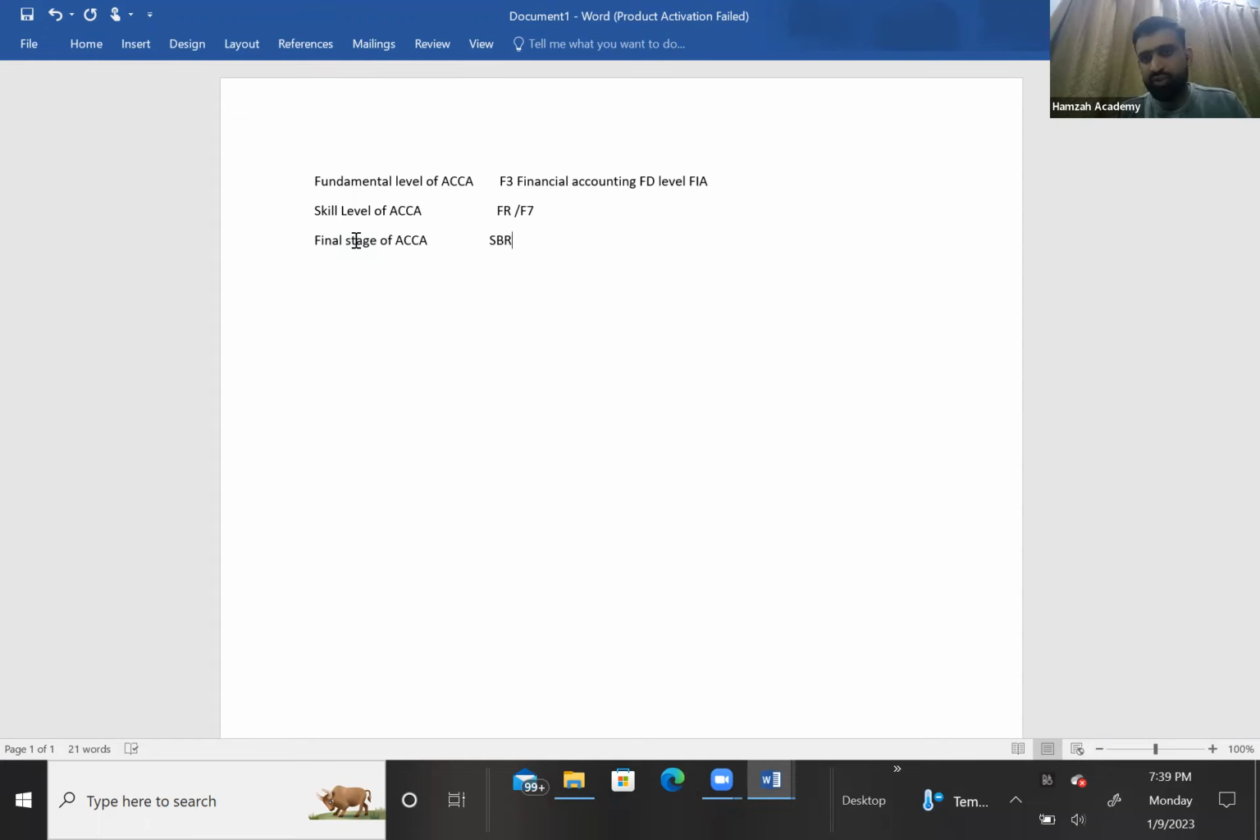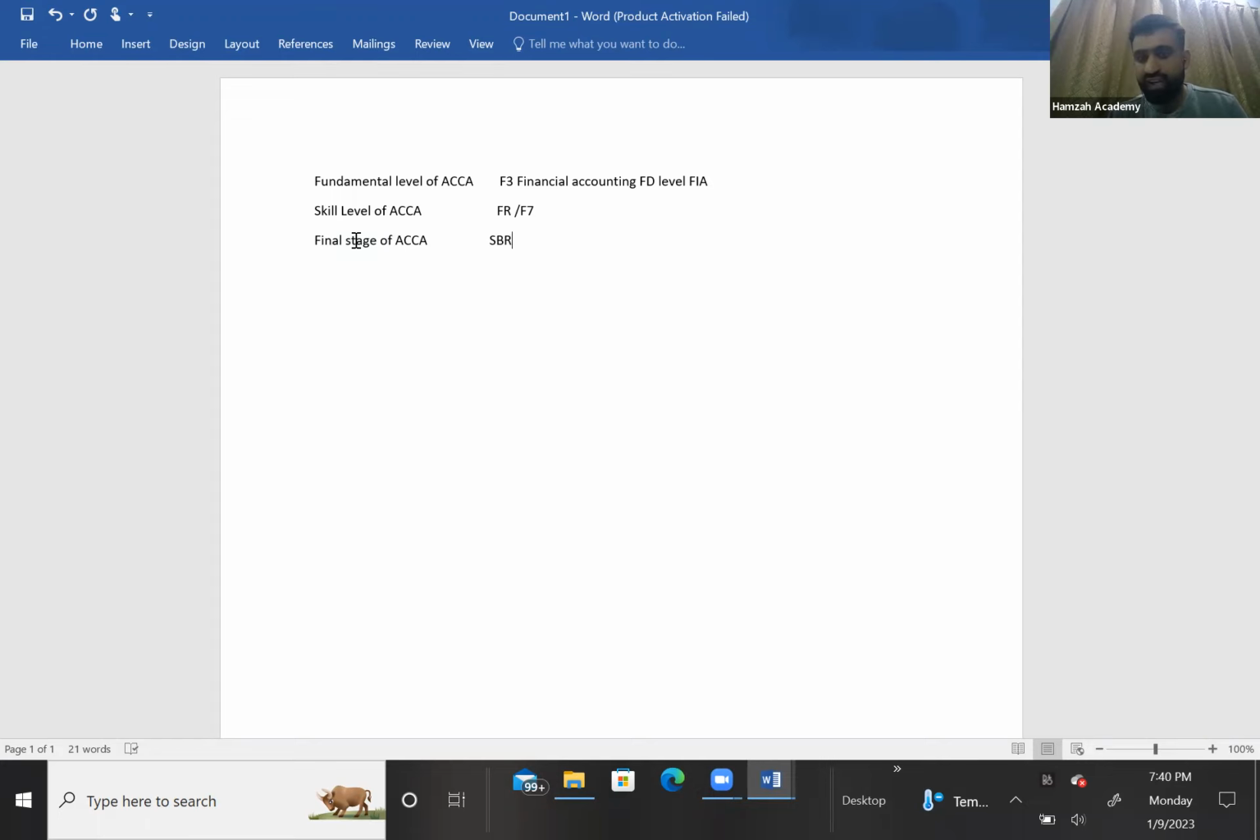In SBR also we will study the accounting standards which we have studied at F3 or at F7 level, plus the new accounting standards as well. If you look at the course plan, we have almost 40 plus accounting standards in our exam of SBR which we need to prepare, along with other subject areas as well. So it is a huge paper. It is a very big paper. It is a final stage paper of ACCA, and it is the final paper of your reporting.